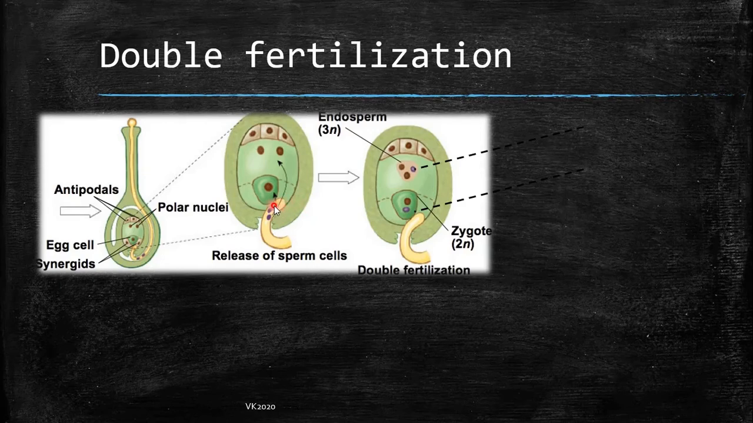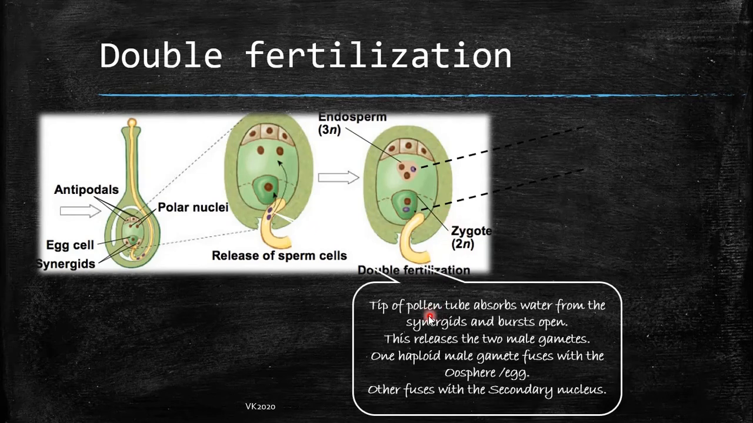When it bursts, the two male gametes that it has, one of them goes to the secondary nucleus and the other one goes to the oosphere, which is your egg cell. So, initially the secondary nucleus had 2 nuclei. Now it has 3 nuclei, and hence it has become a triploid entity, and the oosphere is now a diploid entity, one maternal and one paternal nucleus.